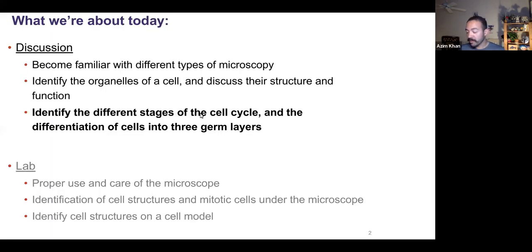We have become familiar with different types of microscopy and different parts of the cell. Now that we know some of the basics of the cell, we're going to look at different stages of the cell cycle and how we can differentiate cells into three different germ layers. We'll define what that means here in a minute.